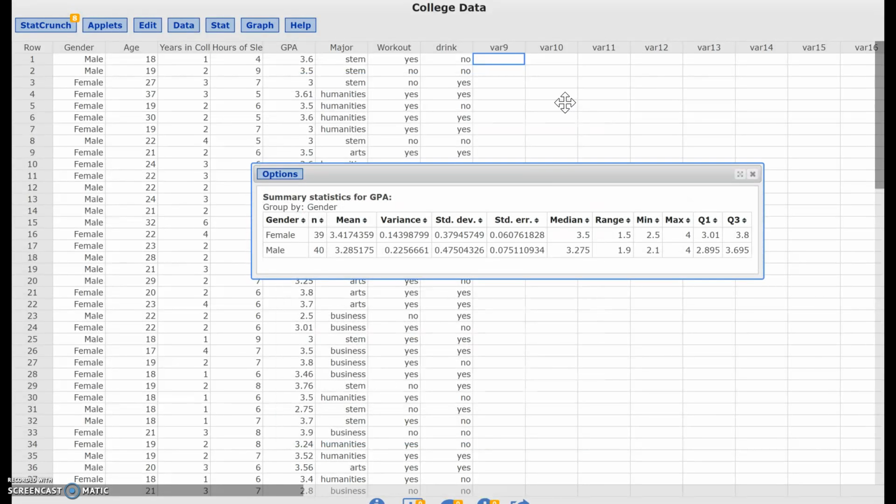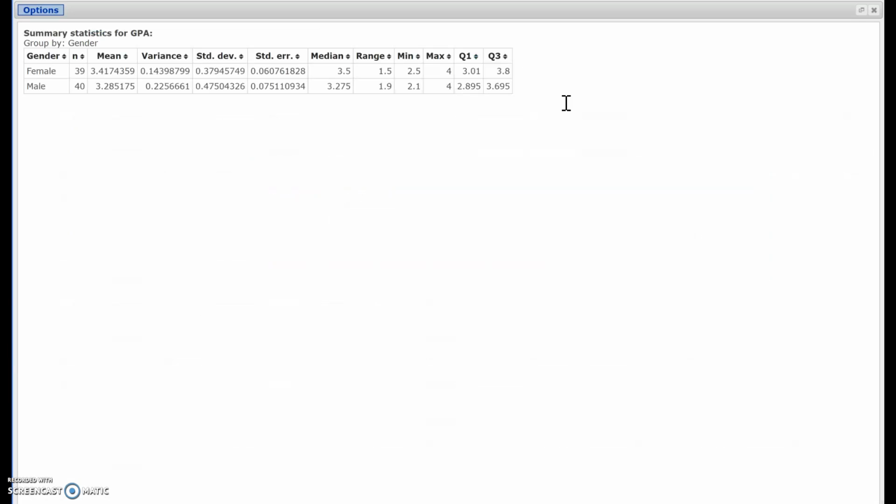So when I press Compute, you'll see that this one here is the females, tells you how many of them were sampled, tells you the mean GPA, so it's a 3.4. Compared to the males, we got 40 males who have a mean GPA of 3.2. So we can see that there's a little bit of difference, not a lot, but there's a little bit of it. Okay, then you have these other summary statistics.